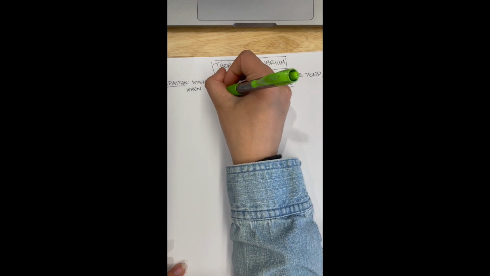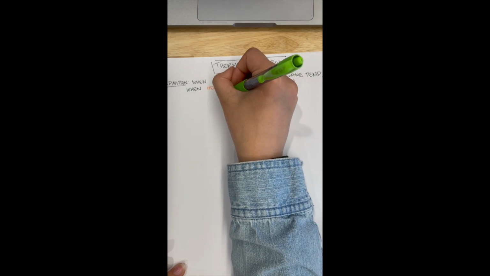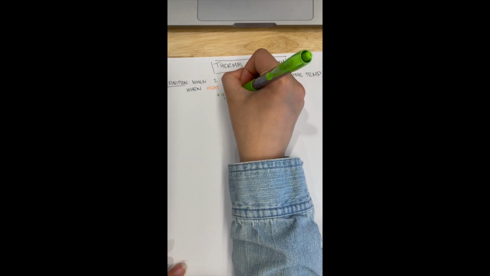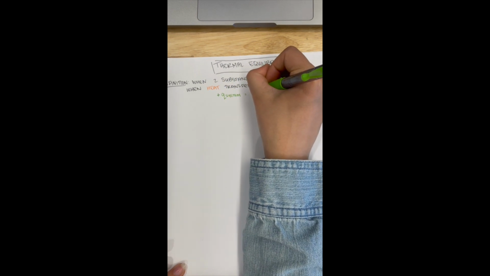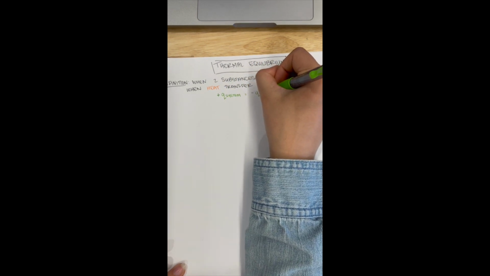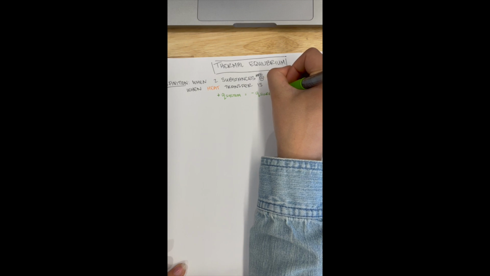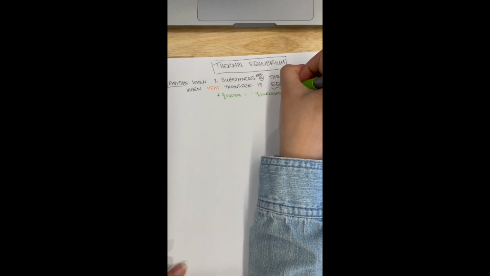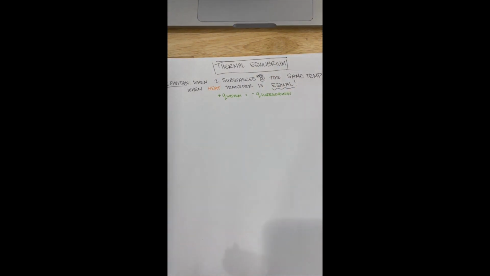So the positive Q of our system is equal to the negative Q of our surroundings. And the reason for this is that maybe your hand is the system and the bench top is the surrounding, but as much energy as you give the bench top at the point where it no longer feels cold, the bench top is also giving you that much energy back.